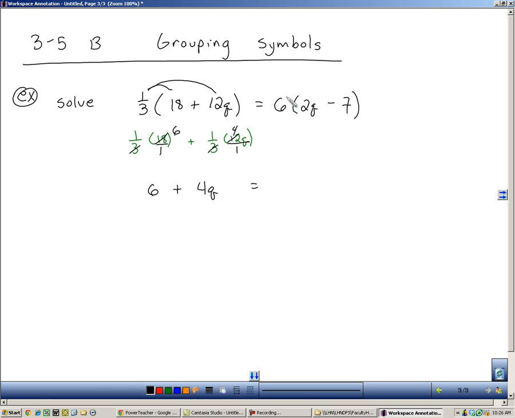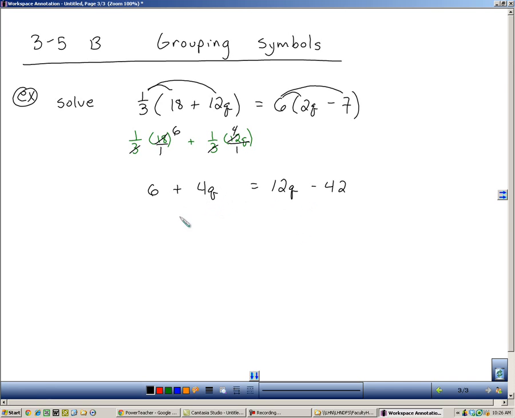Now I'm going to do that same thing to the right side. This one's a little easier. 6 times 2q is 12q. And 6 times -7 is -42. Now that the grouping symbols are gone, we're left with an equation like in section 3.5a, where there's variables on both sides and we just have to solve that.